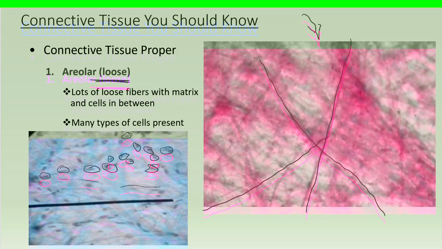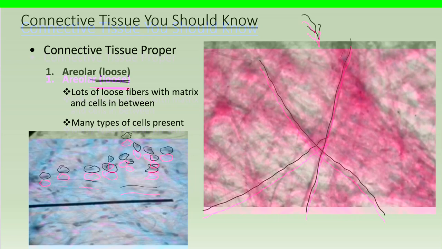Okay. So this is what loose connective tissue looks like under the microscope, or your areolar tissue. And so when you look at it, you will notice that it's going to be very fibrous, interspersed with cells around it, and that's basically what it's going to look like.